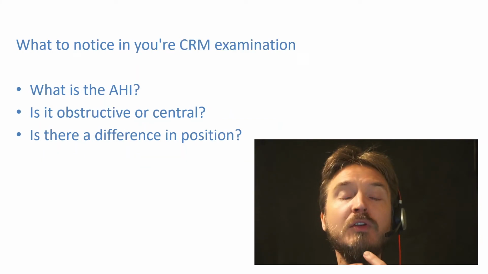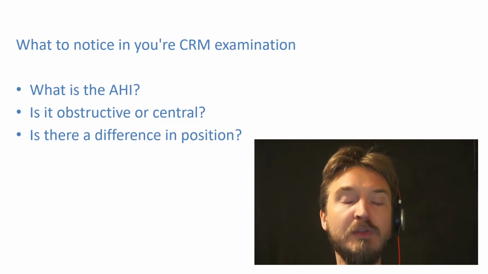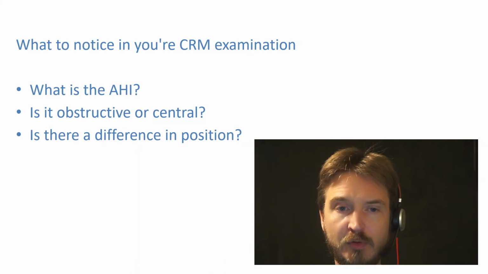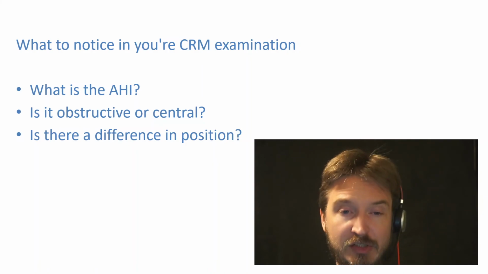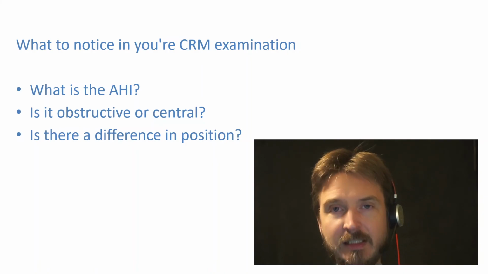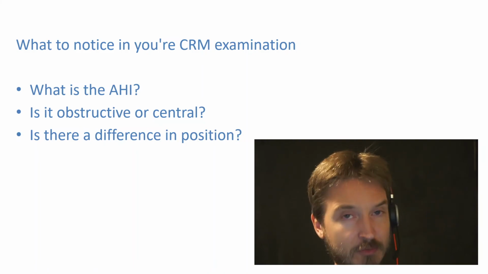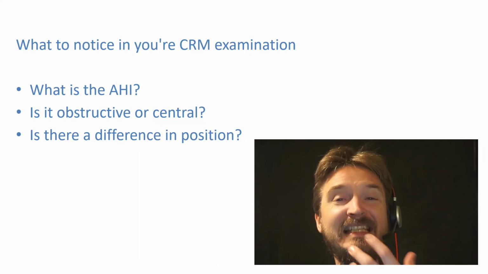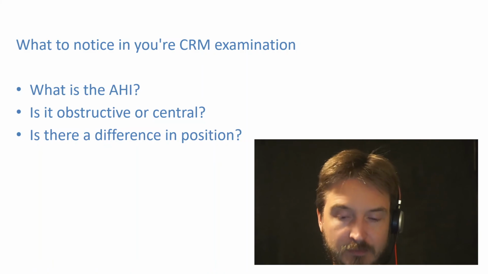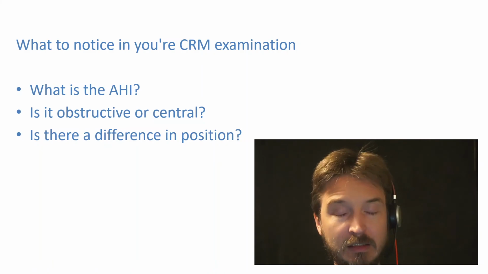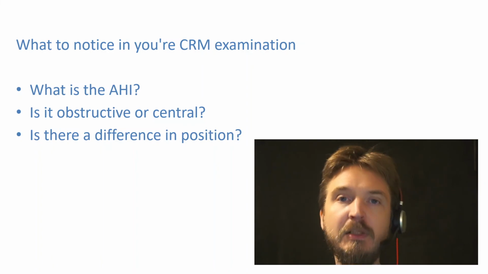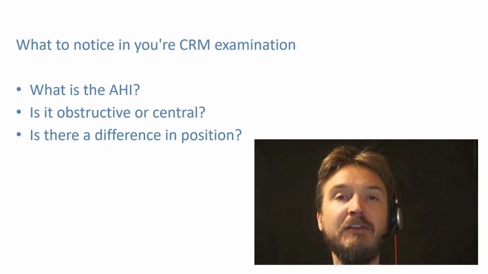So what do you need to notice when you get your results of the cardiorespiratory monitoring? The most central thing is, what is your AHI? The second thing is, is it obstructive or is it central? And is there a difference with the position? Some people only have sleep apnea when they lie on their back. That's important information because maybe the problem can be solved by just not sleeping on your back.